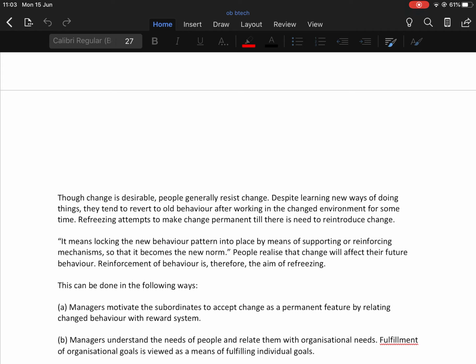It means locking the new behavior pattern into place by means of supporting or reinforcing mechanisms so that it becomes a new form or new norm in the organization. Then people realize that change will affect their future behavior. So reinforcement of behavior is therefore the aim of refreezing.